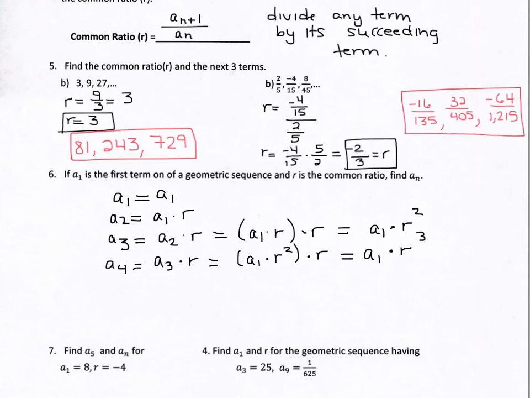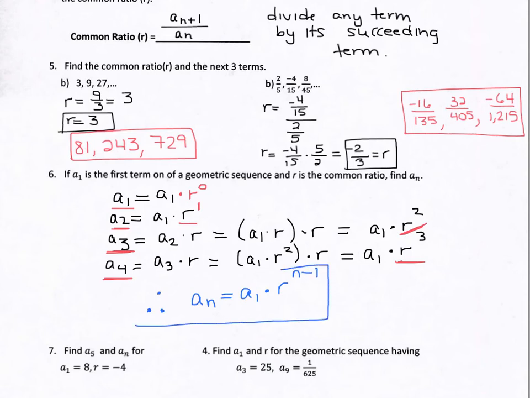Well, I think that's probably good. This is really saying our a sub 1 was a sub 1 times r to the 0, since r to the 0 is 1. A sub 2 is really a sub 1 times r to the 1st. A sub 3 is a sub 1 times r to the 2nd. And a sub 4 equals a sub 1 times r to the 3rd. Therefore, we can hopefully conclude that a sub n is a sub 1 times r to the what? N minus 1. This is the second of 5 formulas that you will need to use in this chapter.